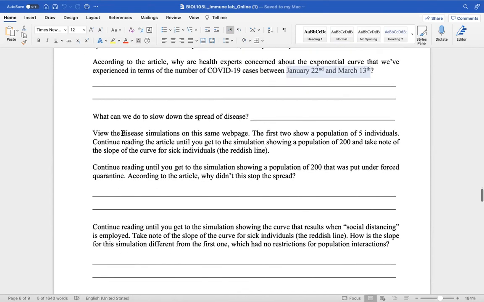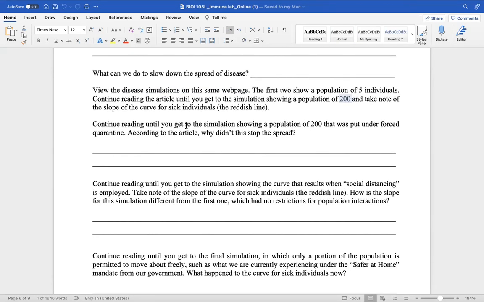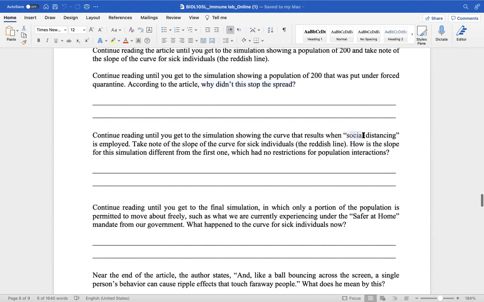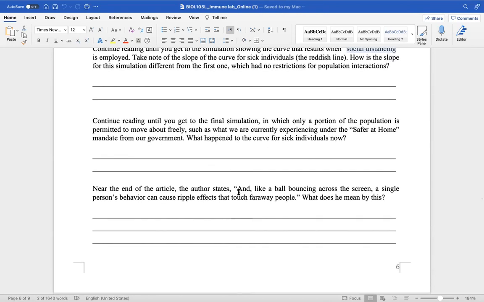And then you can view the disease simulations on this same webpage. The first 2 show a population of 5 individuals. Continue reading the article until you get to the simulation showing the population of 200, and take note of the slope of the curve for sick individuals. Continue reading until you get to the simulation showing the population of 200 that was put under forced quarantine. According to the article, why didn't this stop the spread? Continue reading. When you get to where social distancing is deployed, take note of the slope of the curve for sick individuals. Basically, you're answering questions based on the article and using those simulations in that article.